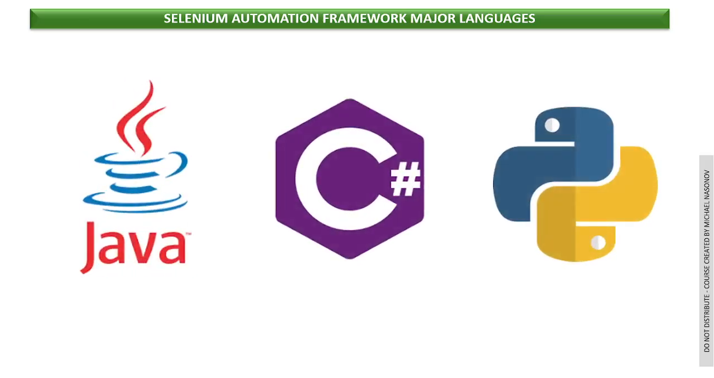Selenium Automation Framework, major languages at current time. There are 3 of them: Java, Python, and C#. You can develop a Selenium Automation Framework using any of them in your choice of integrated development environment.